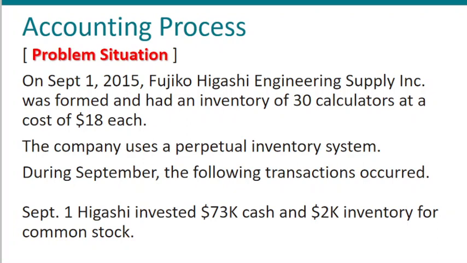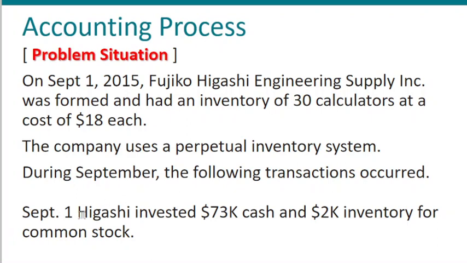Accounting process, problem situation. On September 1, 2015, Fujiko Higashi Engineering Supply was formed and had an inventory of 30 calculators at a cost of $18 each. The company uses a perpetual inventory system. During September, the following transactions occurred.